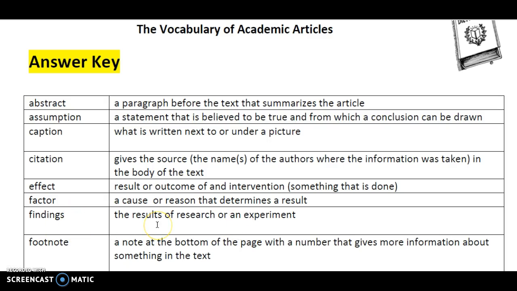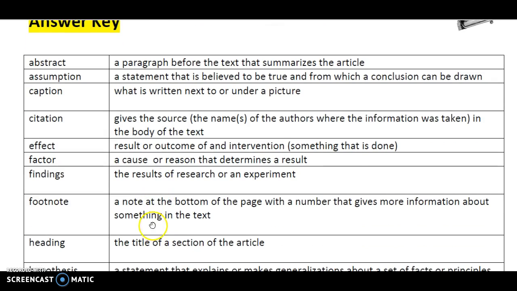Findings, it's the results of the research. Again, it's another way of saying result. A footnote is sometimes at the bottom of the page with a number, don't confuse it with a citation, that adds some extra information, something that the author didn't necessarily want to put in the body of the text. I sort of say it's extra information that's good to know.